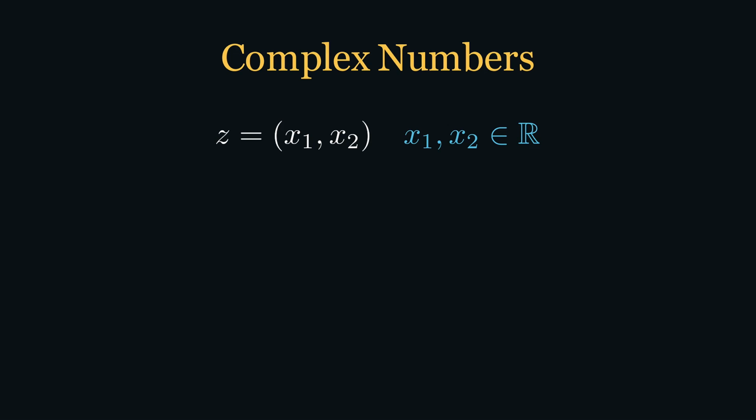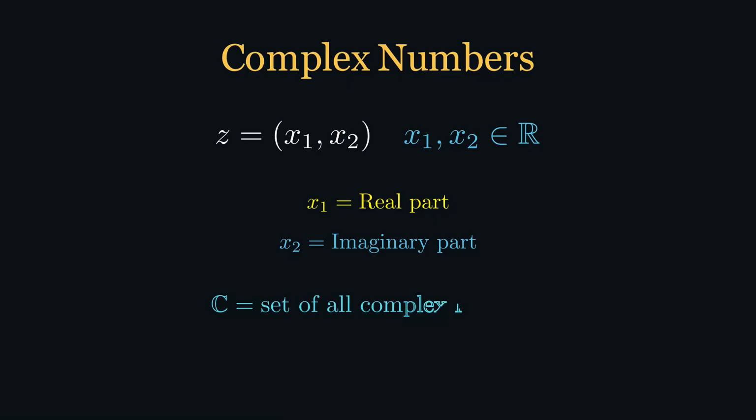A complex number is an ordered pair of real numbers, written (x1, x2). The first component, x1, is called the real part. The second component, x2, is called the imaginary part. Two complex numbers are equal if and only if both their real parts and their imaginary parts are equal. The set of all complex numbers is denoted C.